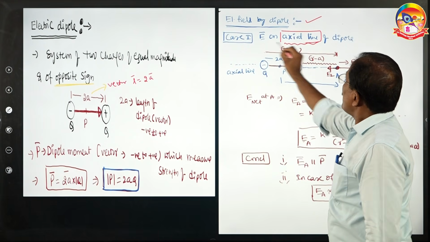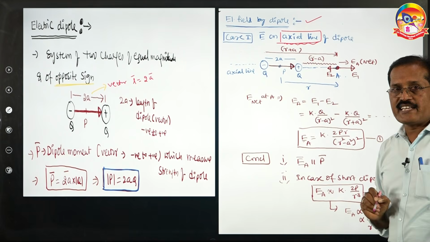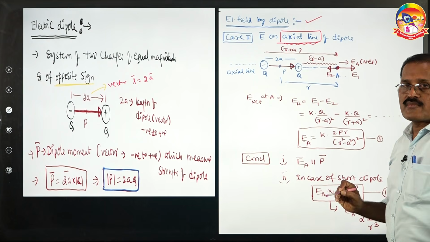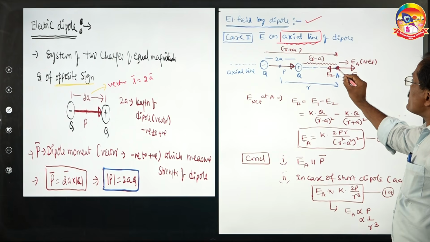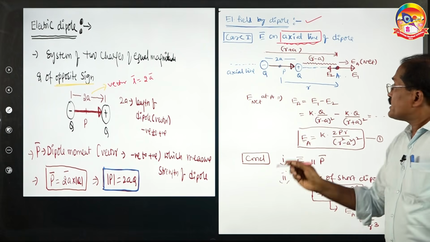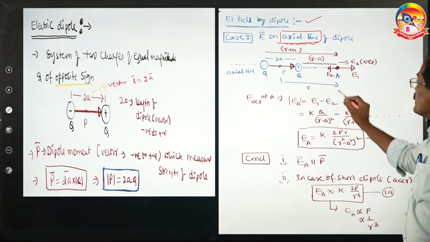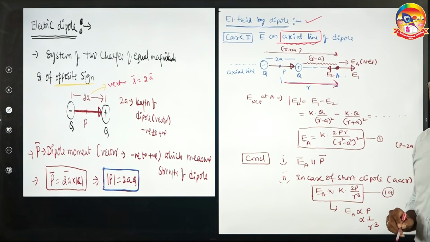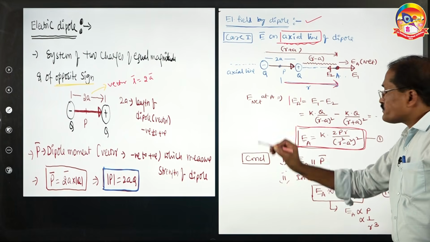On the axial line, how to calculate? This is the negative charge, this the positive charge. At this place, the electric field intensity due to the positive is away, and due to the negative is towards. If you want the derivation, here is one step: the net field at this place is the intensity given by each point charge, and both are opposite. The magnitude of the net field is E1 minus E2. What is E1? KQ by (R minus A) whole square, where R is the distance at which you need to find the intensity. I substituted and we got the intensity at the point as this.